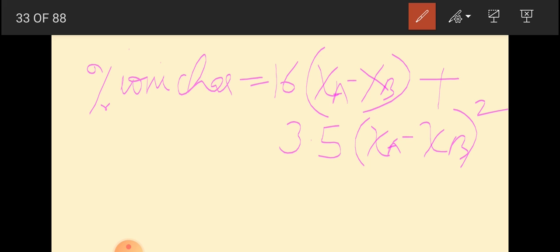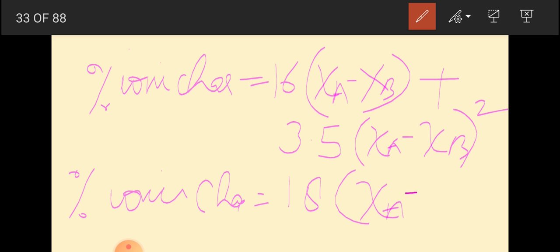If you would like to see the Pauling equation for percent ionic character, it is equal to 18 (psi A minus psi B) to the power 1.4. Okay, with this we can calculate the percent ionic character.